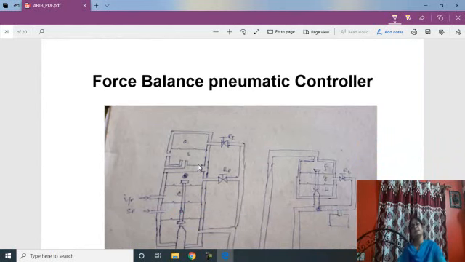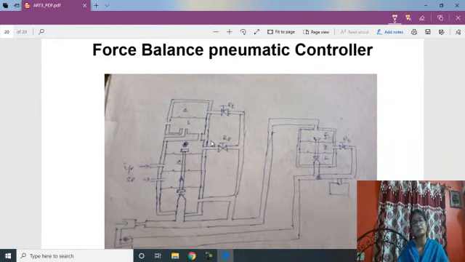Another type of pneumatic controller is the force balance type controller. Force balance type pneumatic controllers use the principle of balancing forces on certain diaphragms. Like this force balance type PID controller, this is the controller chamber that is separated by several diaphragms, and this is the input signal or measured signal, and this is the set point signal.